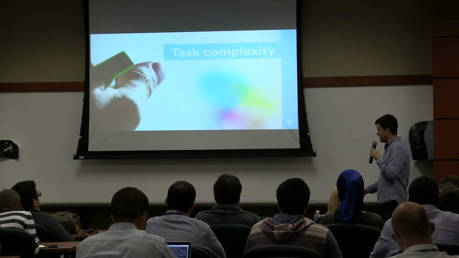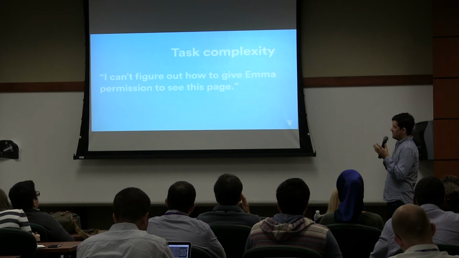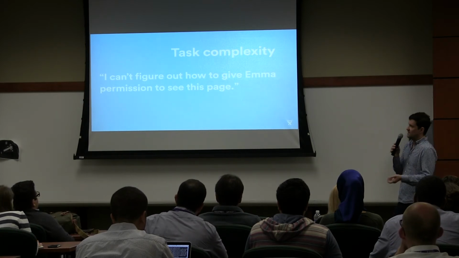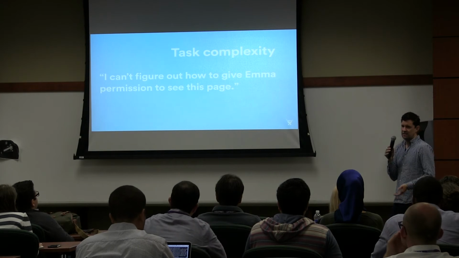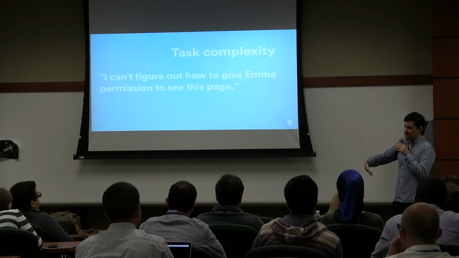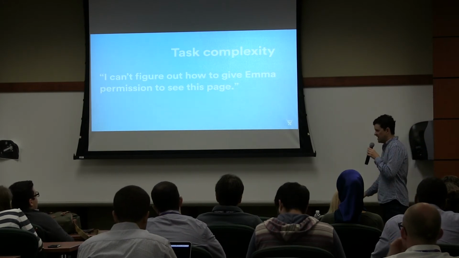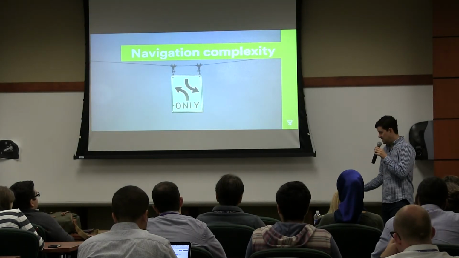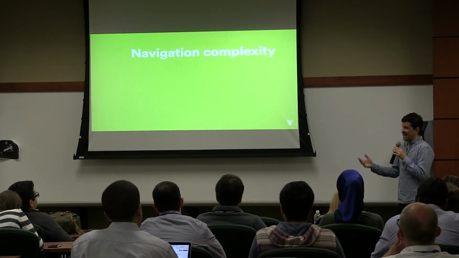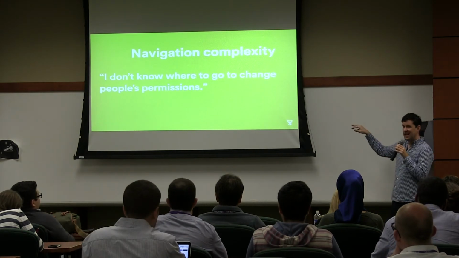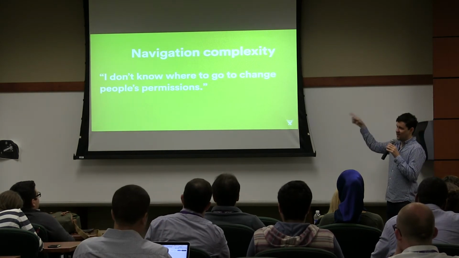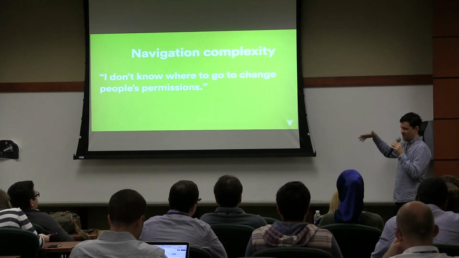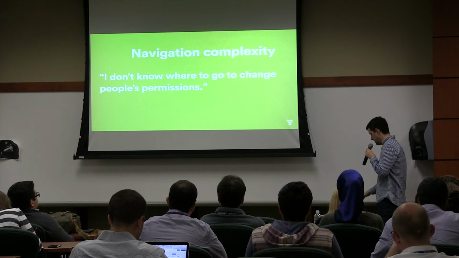Task complexity, which would be like in Jira, for example, I can't figure out how to give Emma, one of our personas, permission to see this page. So it's just, I need to do something, I can't figure out how to do it. It's pretty straightforward. Then there's navigation complexity, which is sort of like, I can't figure out where to go to change somebody's permission. Another thing at Atlassian, we get a lot of these, because we have complicated menus and navigation and systems, so we get that a lot.